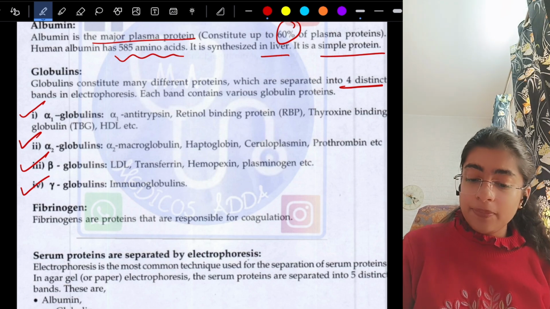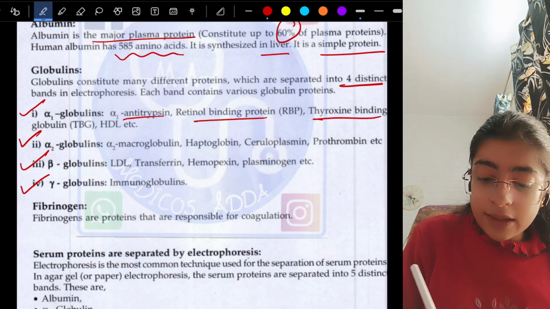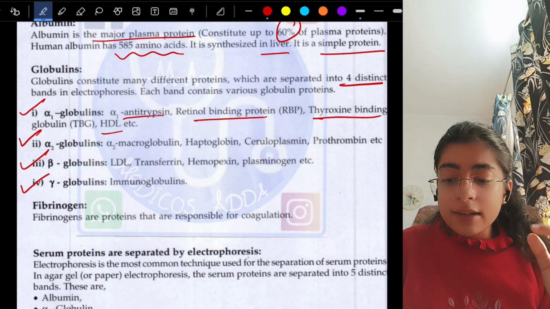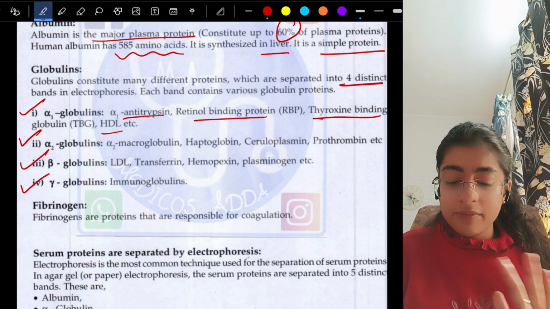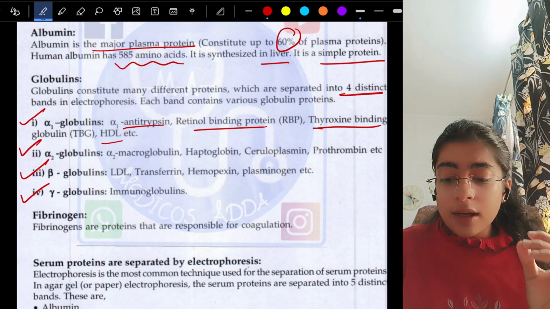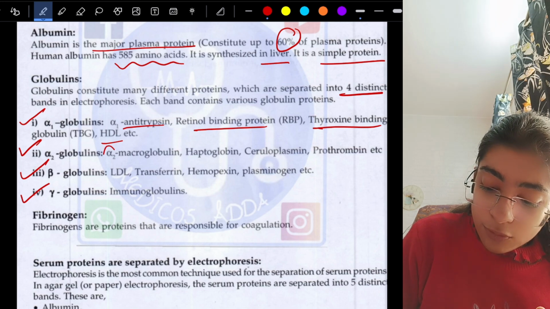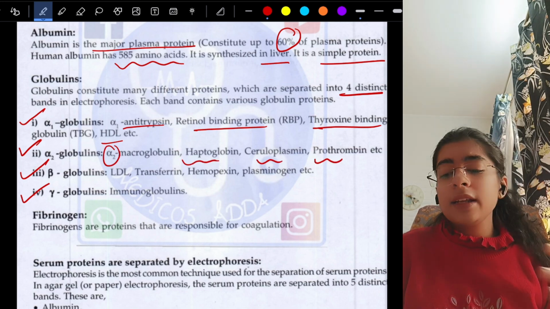So, beta and gamma. Alpha 1: antitrypsin, retinol binding protein, thyroxine binding globulin, and HDL. Just remember that the retina is somewhere present, thyroid is somewhere present, so these are in alpha 1, very very important. Next, alpha 2: haptoglobin, ceruloplasmin, prothrombin, these are circulating things.